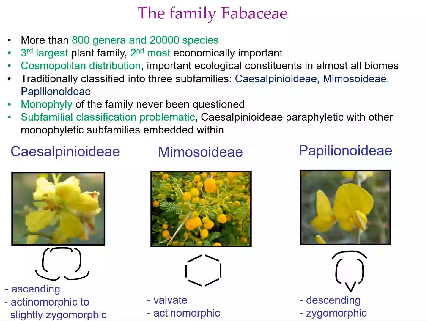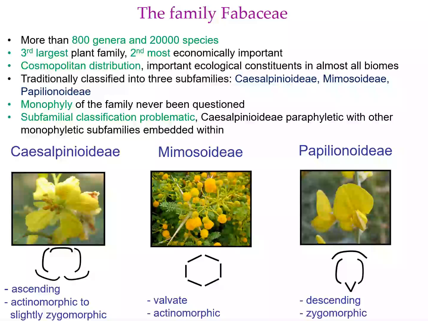The Fabaceae are a large family of about 800 genera and more than 20,000 species. It's considered the third largest plant family overall, and the second most economically important, only after the grasses. It has a cosmopolitan distribution, and its species form important ecological constituents in almost all biomes across the world.